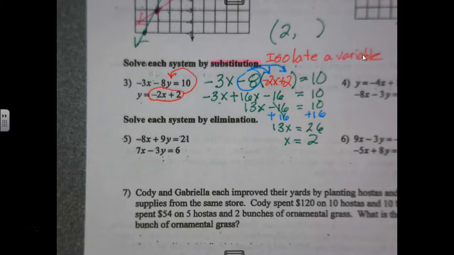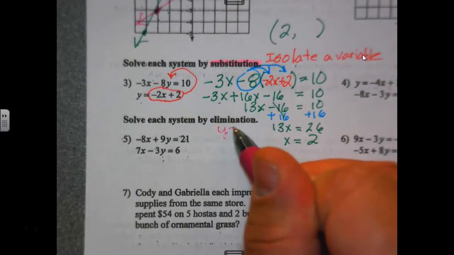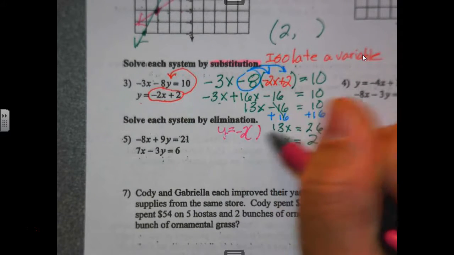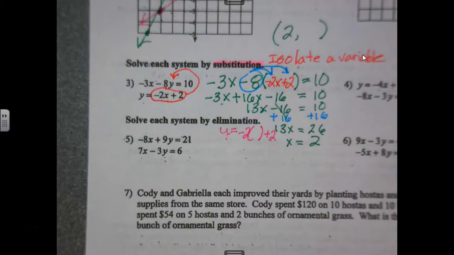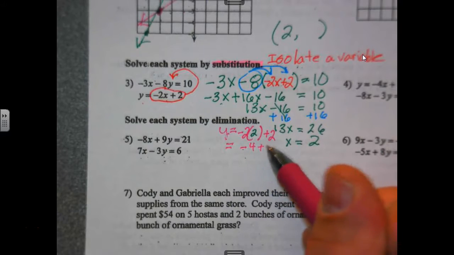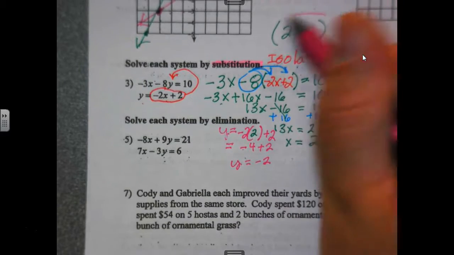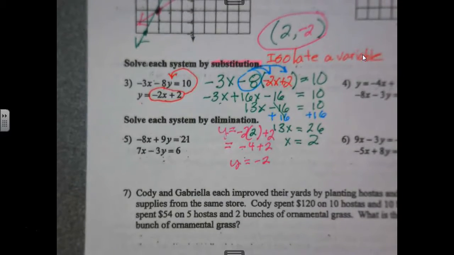Pick one of the original equations. It doesn't matter which one. Sometimes one's easier than the other, but it doesn't matter. You'll get the same answer. Let's pick the bottom one. Y equals negative 2. I'm going to put my x in here, plus 2. My x is 2. So y equals negative 2 times 2 is negative 4 plus 2. So my y equals negative 2. You have to put it in ordered pair again.